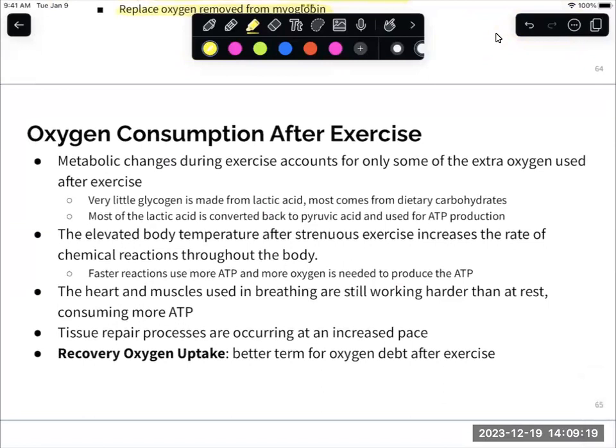So after you finish exercising, there's usually very little glycogen that is technically made from lactic acid. Most of it comes from carbohydrates. Most of that lactic acid gets converted back to pyruvic acid and used for ATP production through aerobic respiration. We have that elevated body temperature. Elevation in body temperature is going to increase the rate of chemical reactions. So we're increasing the rate of ATP production.